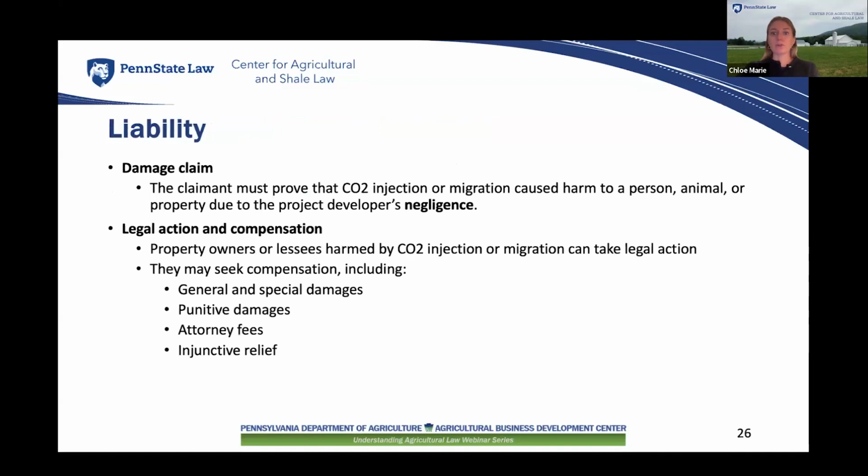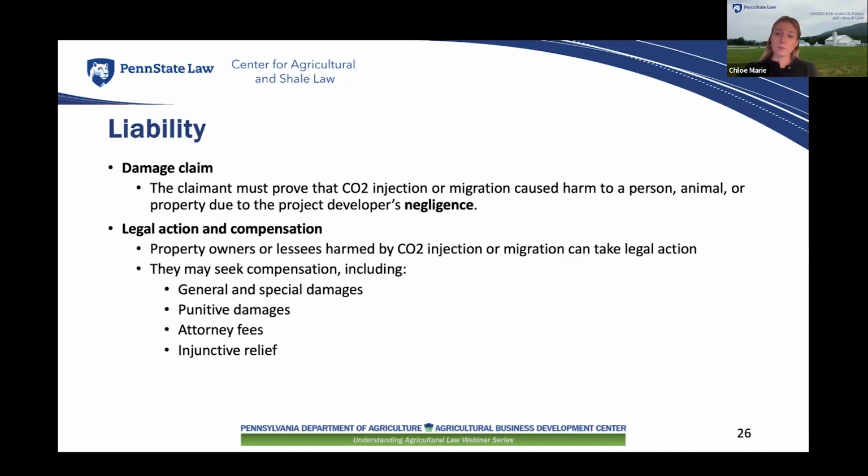Now, if someone wants to file a damage claim because of CO2 injection or its movement in a sequestration project, they can only do so if they can prove the project developer was not careful. They need to show that the injection or migration happened without reasonable care and caused harm to a person, animal, or property. As long as the project is following the rules and has a valid UIC Class 6 permit, the developer is protected unless the claimant can prove negligence.